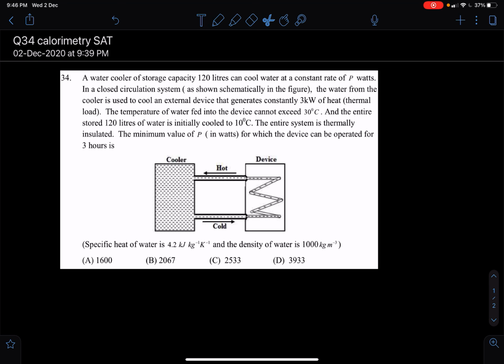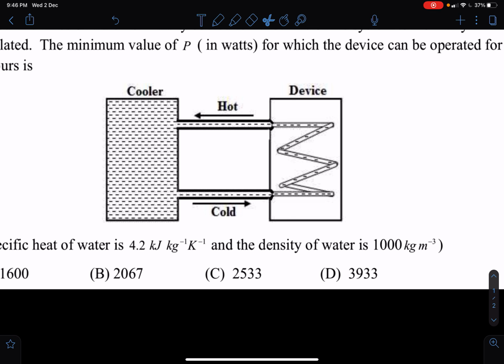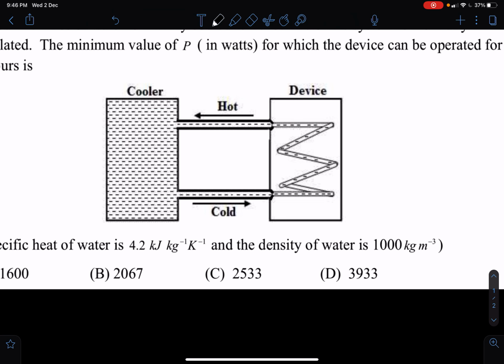Okay, let us see question number 34 of this calorimetry set. You can read the question and obviously you will not be able to understand. So here what is happening is, I hope you have read the question just for formality's sake. This entire cooling water is going to cool the device which is producing a lot of heat.